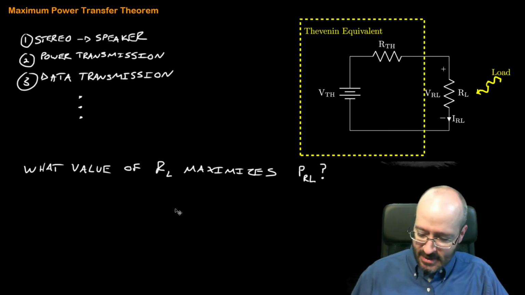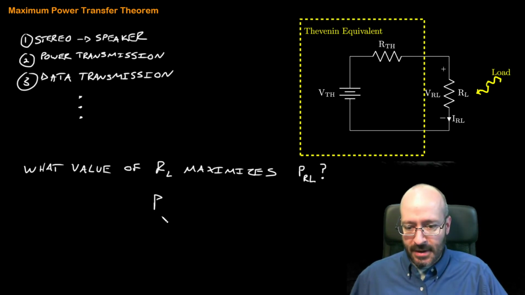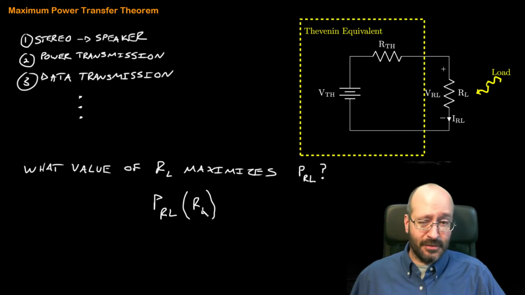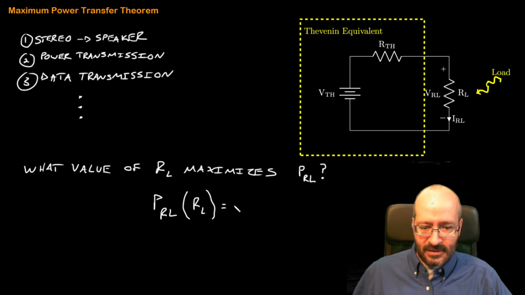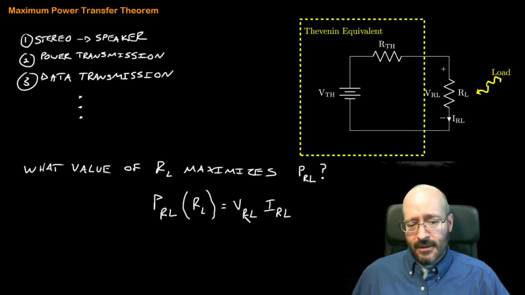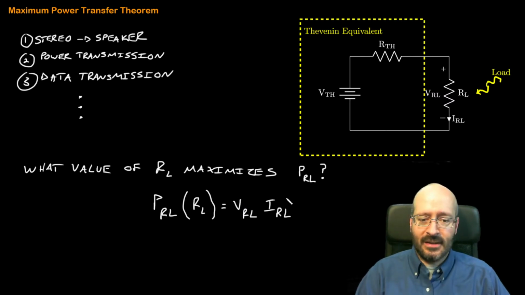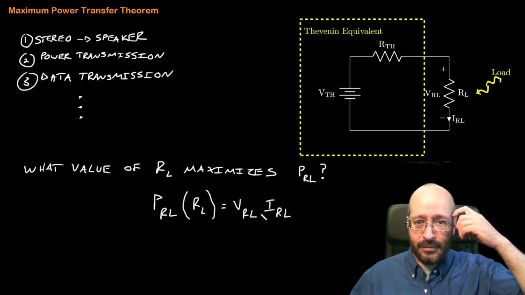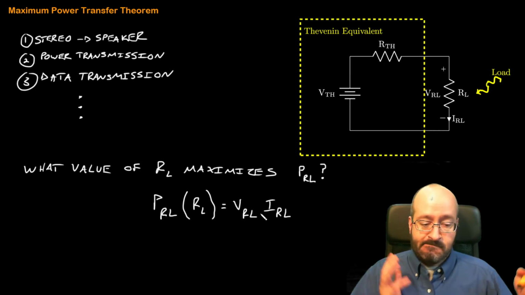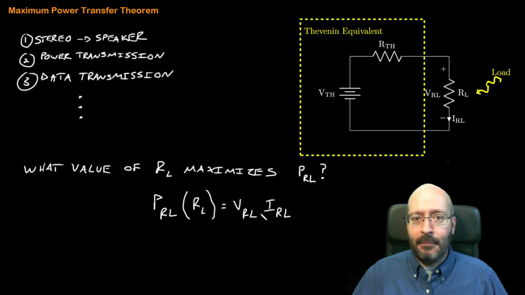And we've got to remember that the power dissipated by the load, and we're going to use the functional notation, so this isn't a multiplication, is the power dissipated by the load as a function of the resistance of the load. Well, we can just say that that's the voltage across the load times the current through the load. So if it's a short and there's no voltage across it, then it doesn't matter how much current's flowing because we're not doing any work to move that charge, and power is work over time, right? So if we're not doing any work to move that charge, we're not dissipating any power. So we're certainly not maximizing power.